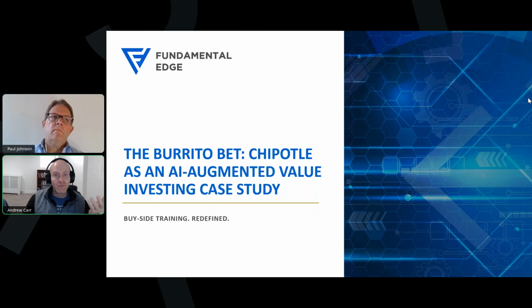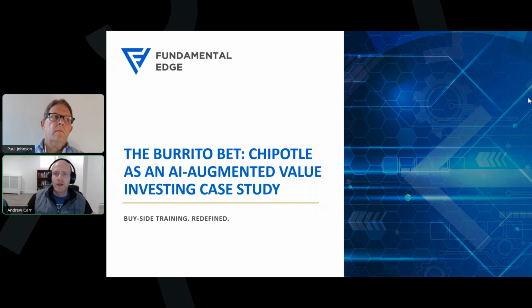Today we have Paul Johnson, who's going to give an overview of Chipotle. What's different from the last Chipotle webinar we did is we're not going to look into what Ackman saw. Instead, we're going to look at how you can ramp on a name using some of the tools that are available using AI today.